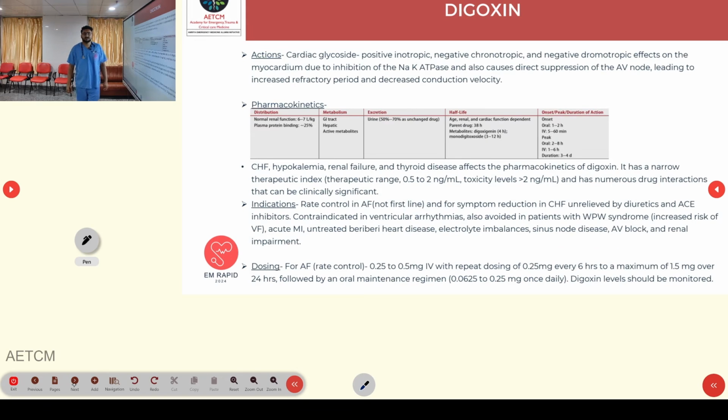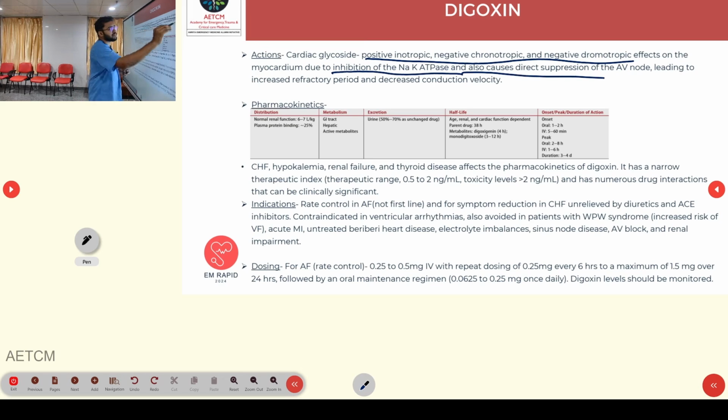And digoxin is mainly a cardiac glycoside, and it has mainly positive inotropic, negative chronotropic, and negative dromotropic effects. So it's mainly that positive inotropic effect which increases the myocardial contraction. It mainly acts via the inhibition of the sodium potassium ATPase and also the direct suppression of the AV node. That's why the negative dromotropic and negative chronotropic effects occur, and this leads to increased refractory period and decreased conduction velocity.